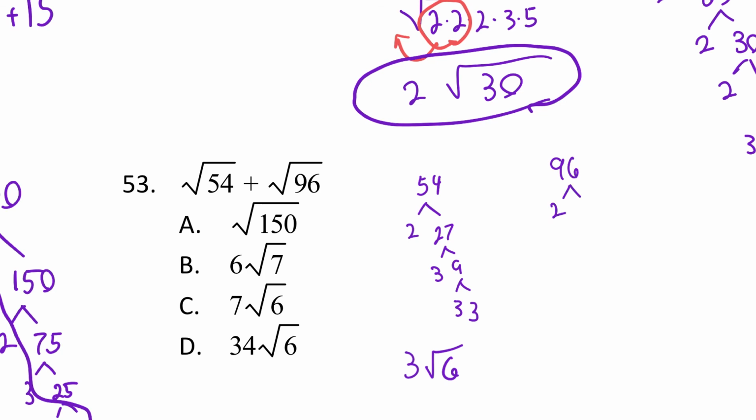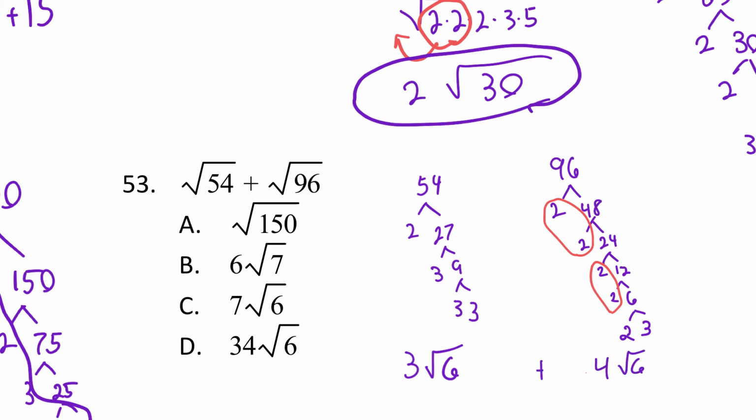let's see, 96 divided by 2 is 48. And we're back onto 48. That's 2 and 24, 2 and 12, 2 and 6, 2 and 3. Oh, that's not even a 2. Okay, how many pairs of 2s do we have? 1, 2. So 2 pairs of 2s, and then 2 times 3 is 6. So that will be 4. Well, let me change back to the other color. That will be 4 times the square root of 6.